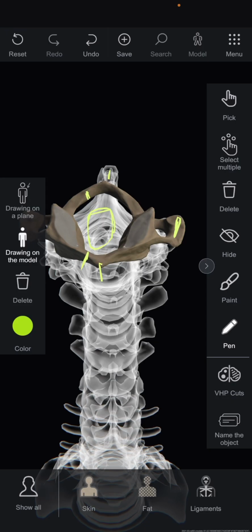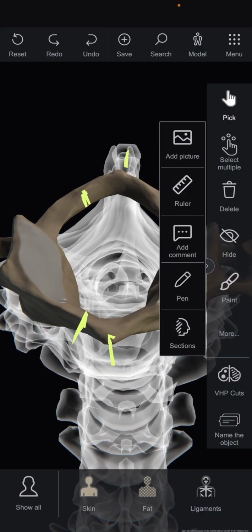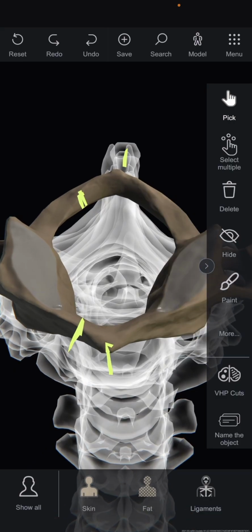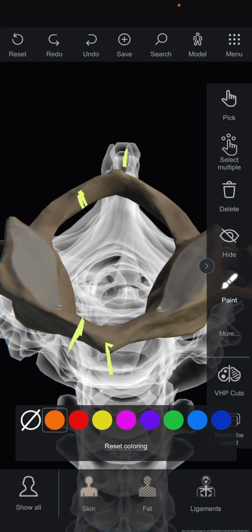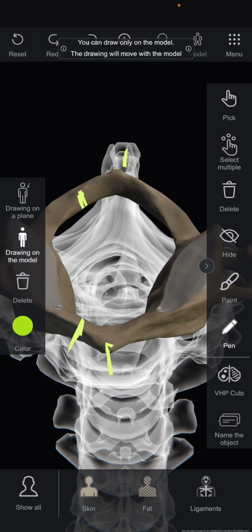These are the formations. And one thing more: in the C1 atlas vertebra you can find the lateral masses. You can see these are the lateral masses, which are present in the C1 atlas vertebra. This is the formation which I described in C1.